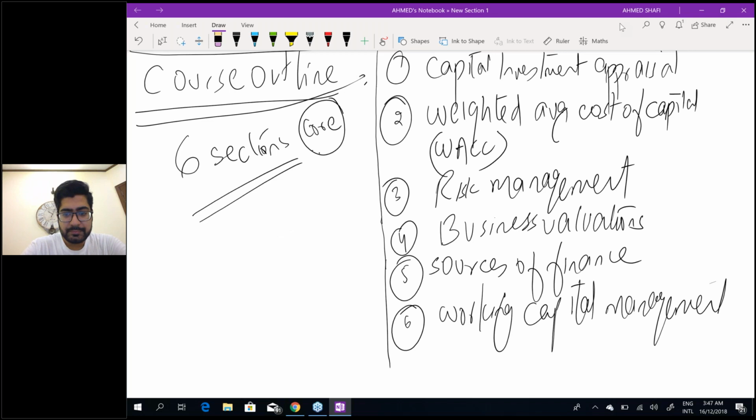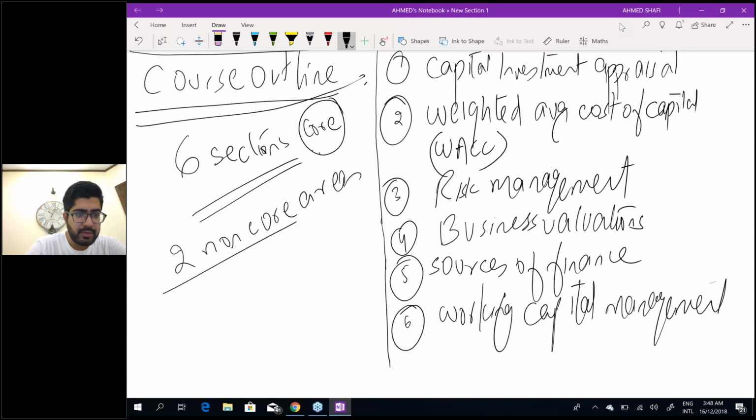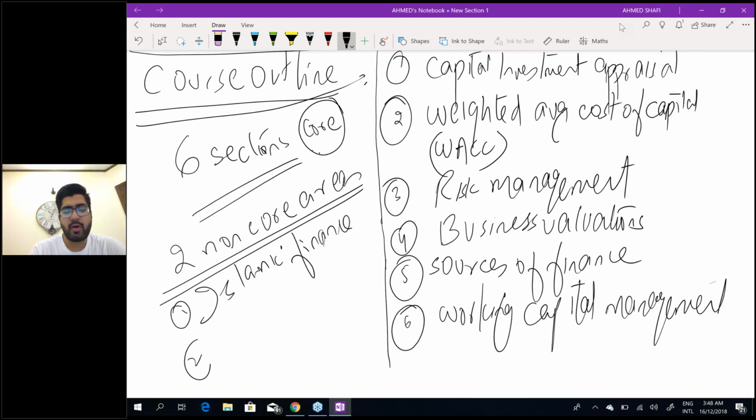Apart from these sections, you have two non-core areas as well. The first non-core area is Islamic finance. The second non-core area is basic economics, the macroeconomics and the financial management function. These areas usually come in MCQs.